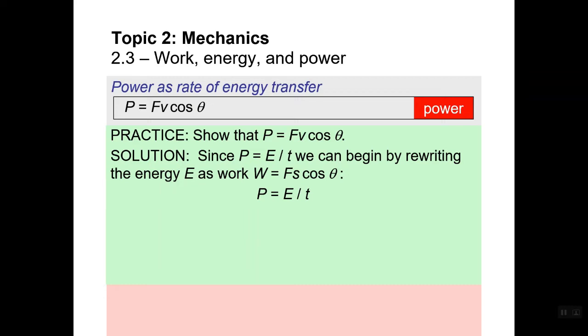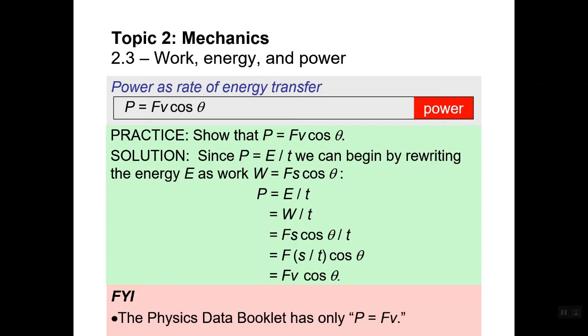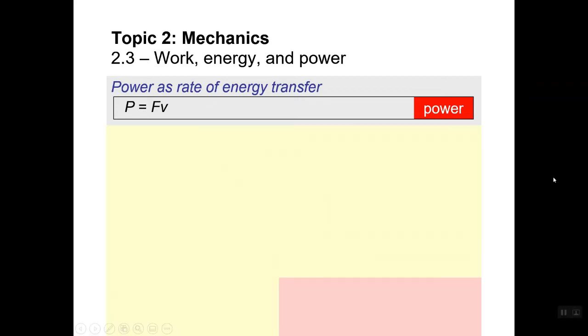So power equals energy over time, which is work over time, and we substitute work done, which is force times the distance moved in the direction of the force, which is force times the distance moved cosine theta, over t, and rearrange. Distance over time gives us speed. And the physics data booklet has only P equals F v.